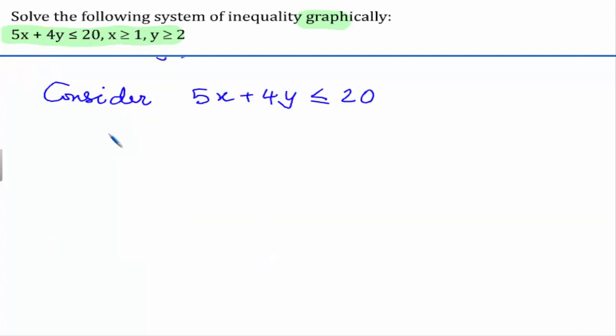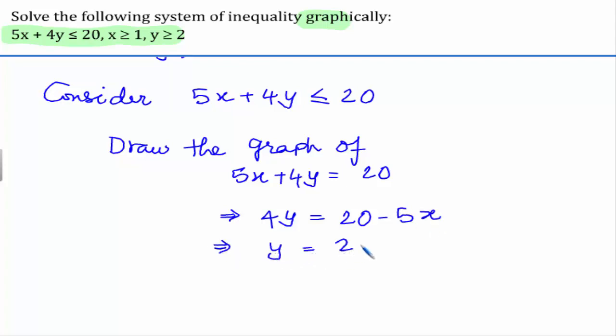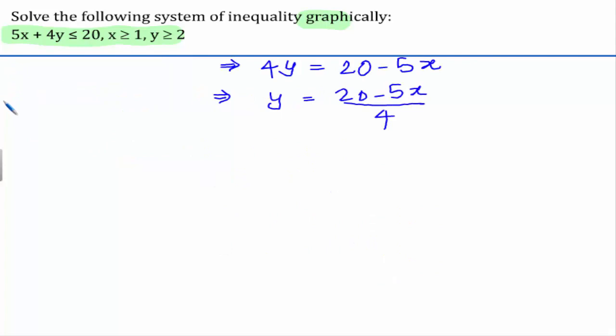To find out the solution of this inequality, we have to draw the graph of 5x plus 4y is equal to 20. So that means 4y is equal to 20 minus 5x. So y is equal to (20 minus 5x) divided by 4. Now let us find out the values of x and y.